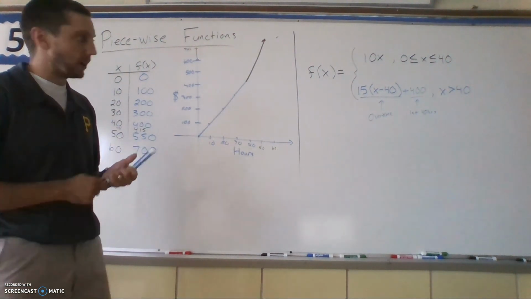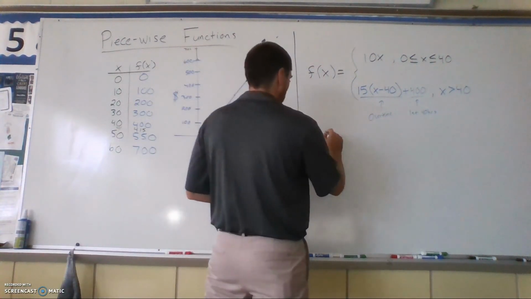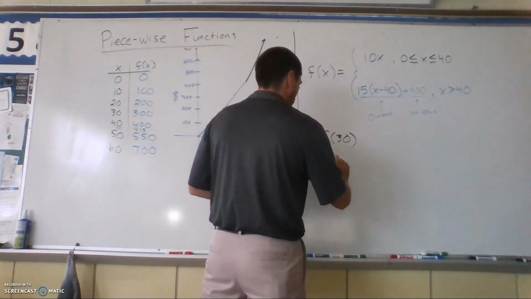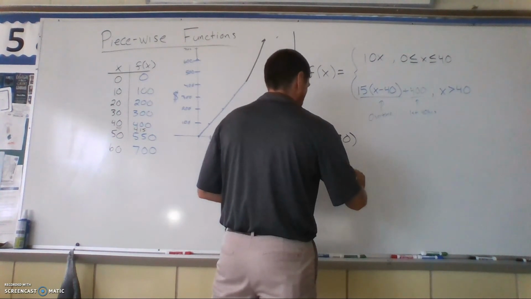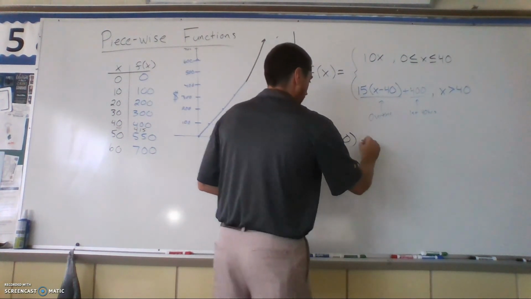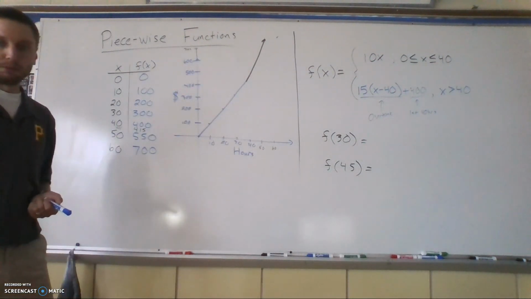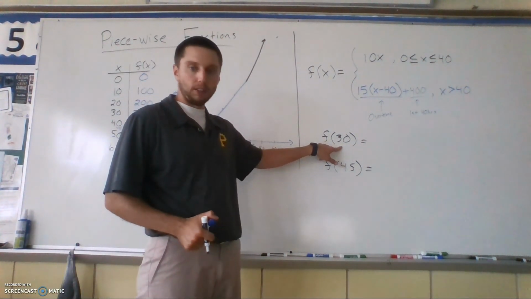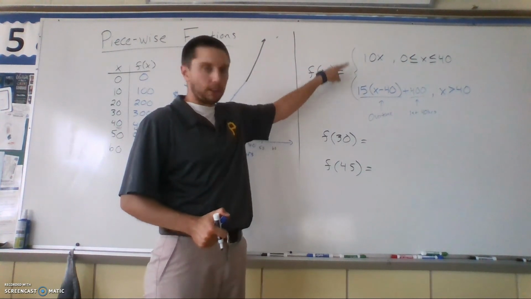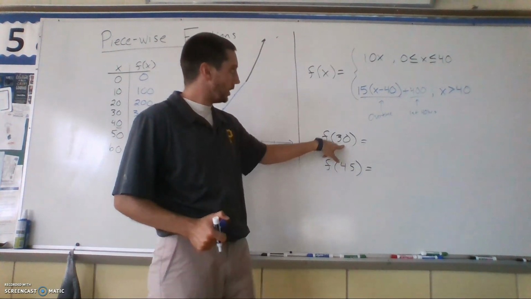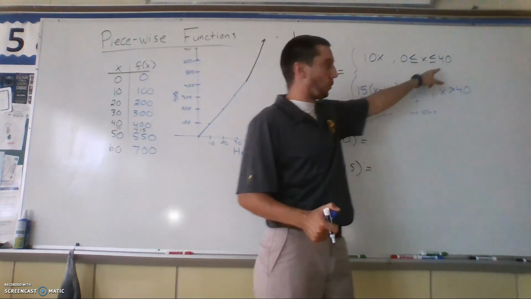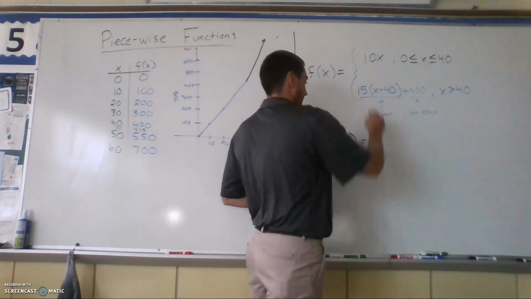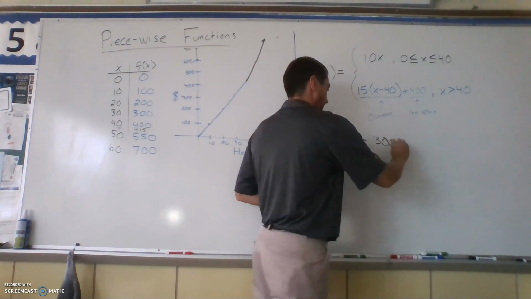So last thing with this problem, what if I wanted to know how much did you make if you worked 30 hours? Or how much do you make if you worked 45 hours? How do I know where to plug those numbers in? So f of 30. So I want to plug in 30. Well, how do I know where to plug in 30? Well, if you look, 30 is in between 0 and 40, so that tells me use the top part of my equation. So 30 times 10, 300.